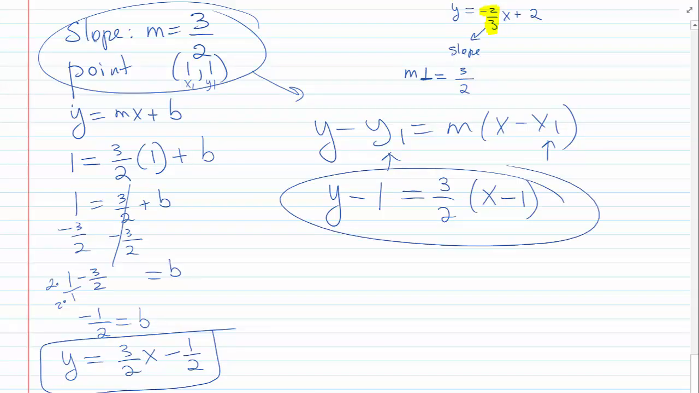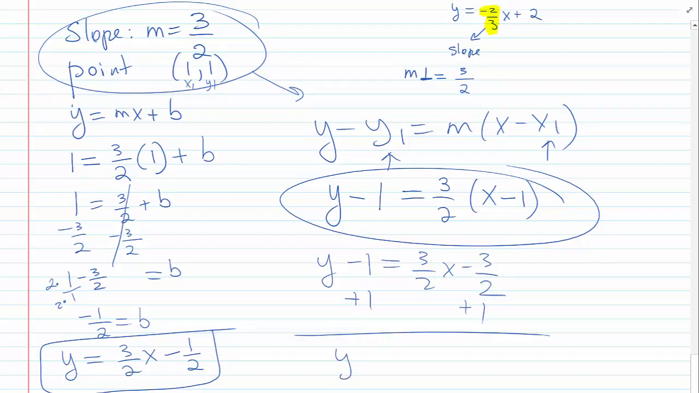Now you might say, but no, it always has to be written as mx plus b. Not really, unless they ask you to, right? But if you want to see that this is the same thing, you can distribute, add 1 to both sides, and you're going to get 3/2 x, and then minus 3/2 plus 1 is minus 1/2. Because 3/2 is 1 1/2, plus 1, that's -1/2. But there's nothing wrong with leaving this in either form.